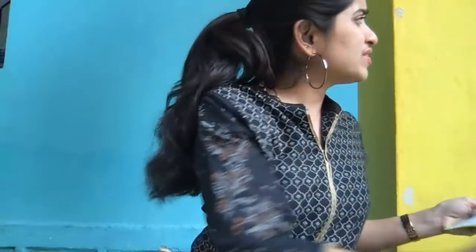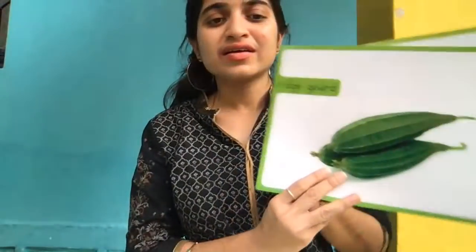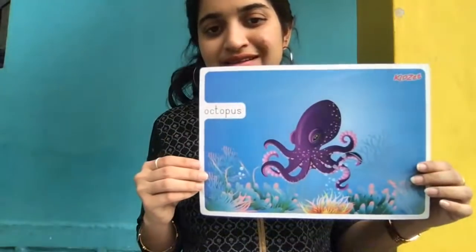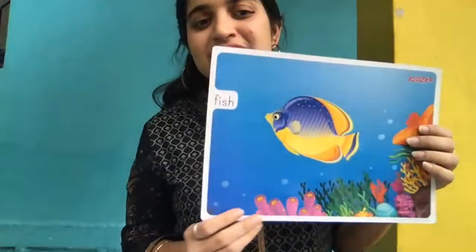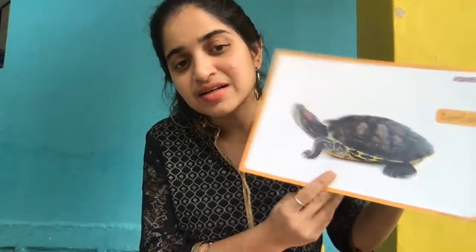Okay. Can you tell me the different gourds, children? Snake gourd, ivy gourd, ridge gourd, pointed gourd are the different gourds. Okay, children, fine. Can you tell me some marine animals? Octopus, fish, lobster, stingray. Can you tell me one reptile? Chameleon and tortoise are the reptiles. Okay, chameleon, turtle are the reptiles.